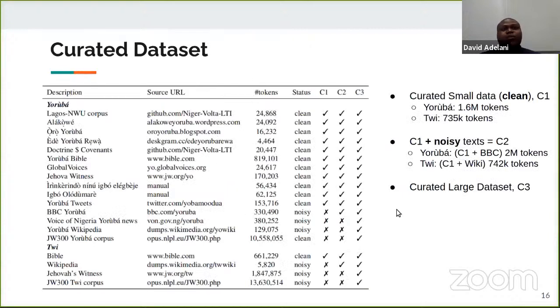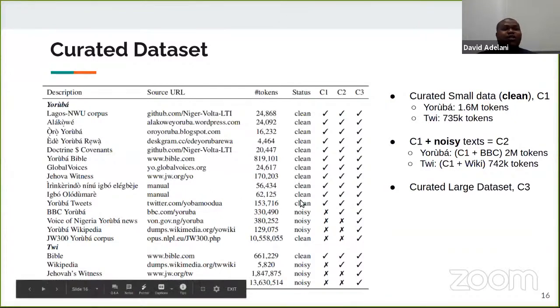And for us to compare, we also curated some data sets. First, we have a small data set for Yoruba, about 1.6 million tokens. And you can see it's a lot of just small pieces of text that we gathered and think are clean. First we have all the clean text up to this place, C1. And after that, we have C2, which is all the clean text in C1 plus BBC Yoruba. BBC Yoruba is still an ongoing fight, that they should improve the quality of their news articles because they do not use standard Yoruba text.